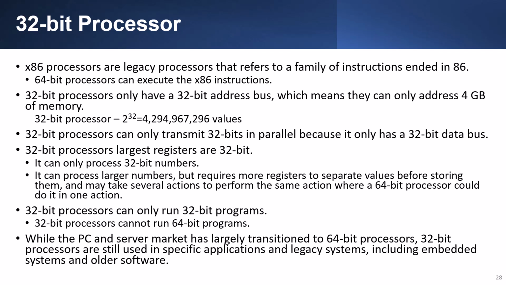32-bit processors can only run 32-bit programs. They cannot run 64-bit programs. While the PC and server market has largely transitioned to 64-bit processors, 32-bit processors are still used in specific applications and legacy systems, including embedded systems and older software.